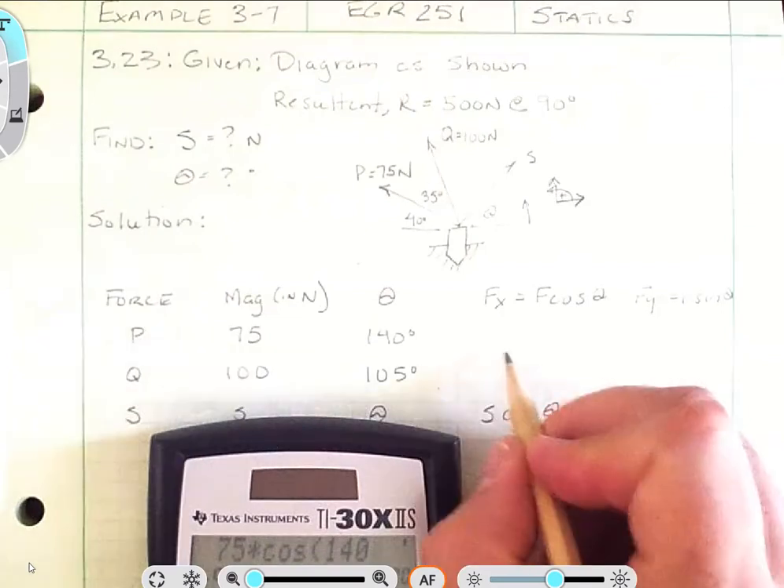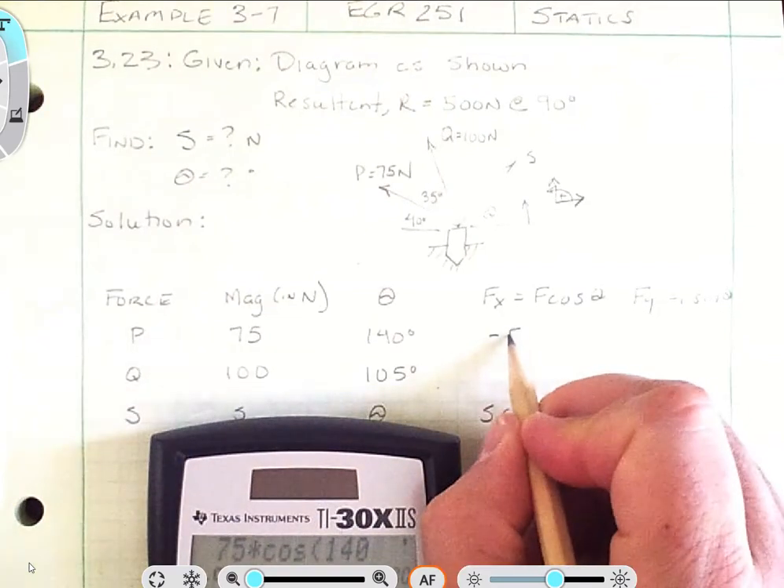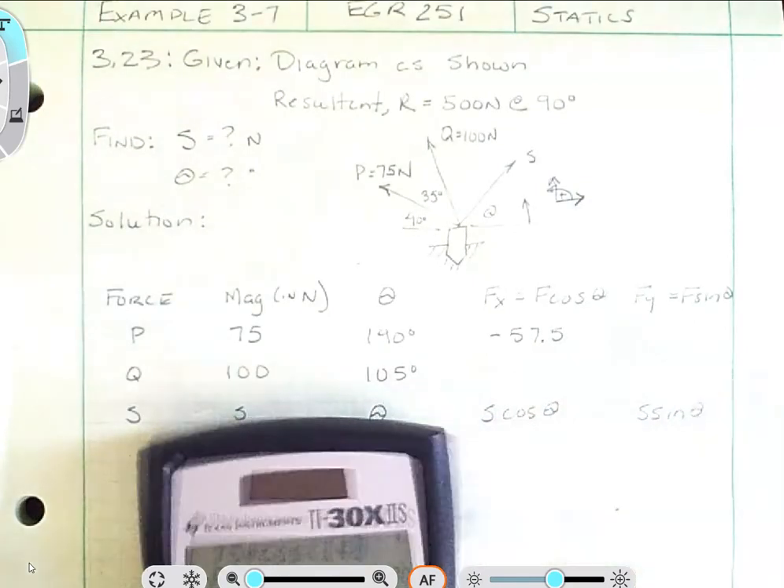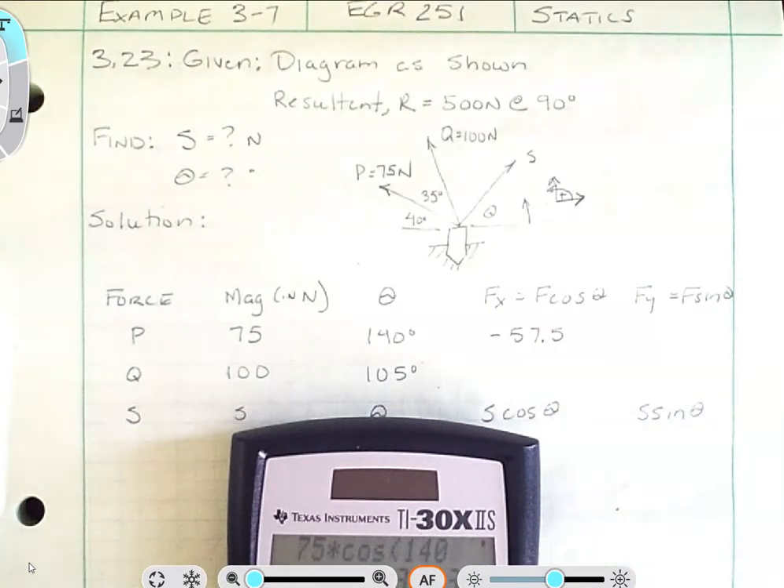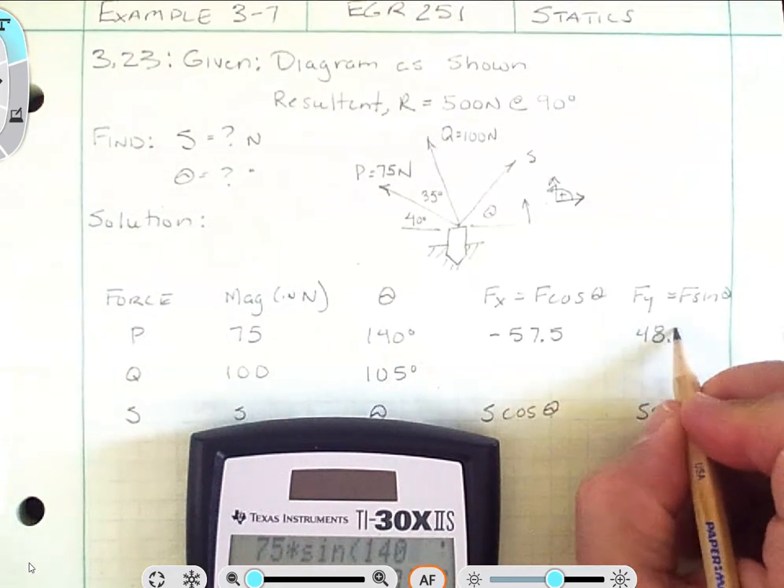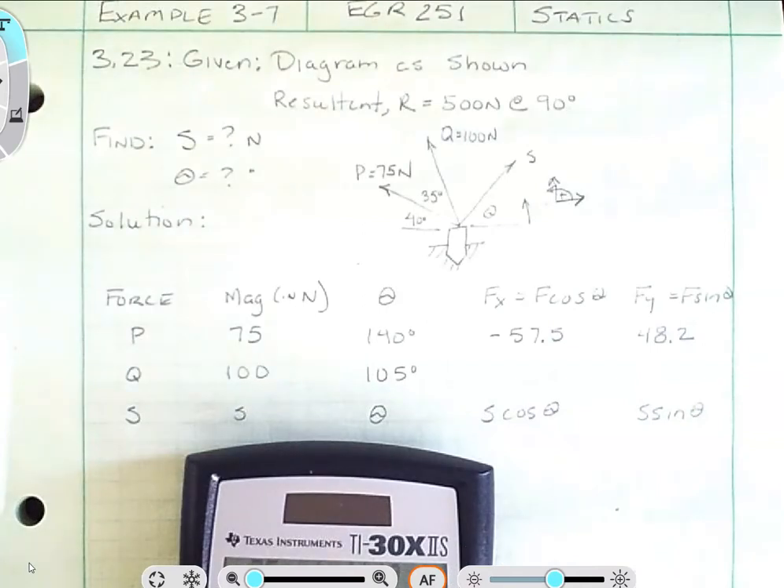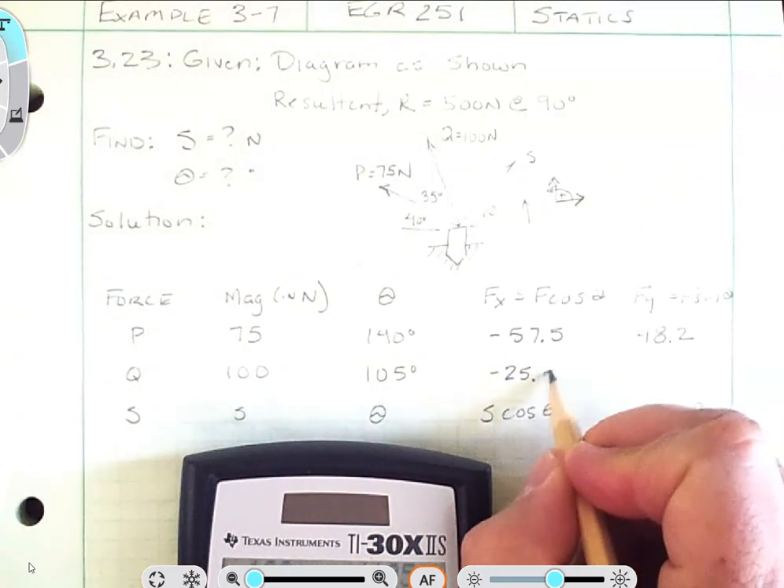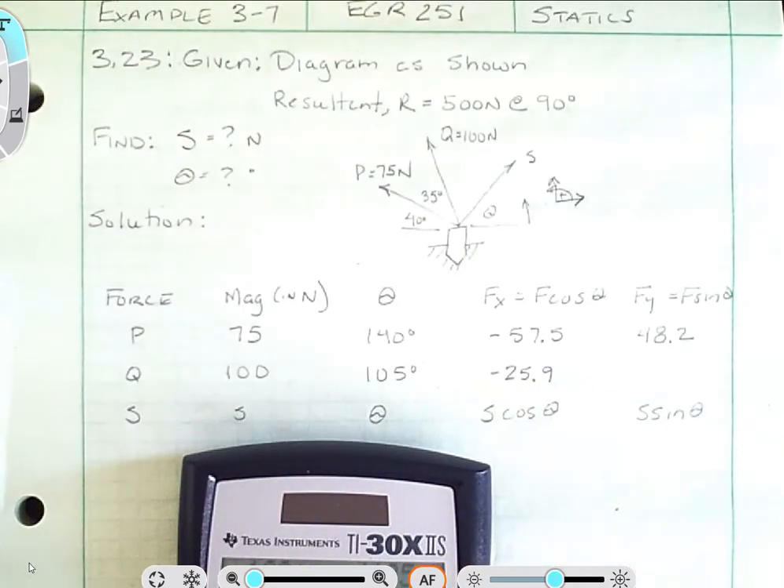Right, that gives us minus 57.5. Again, I'm going with three significant figures. We can then do 75 times the sine of 140. That comes out to be 48.2. Similarly, down below, we have 100 times the cosine of 105. That gives us minus 25.9. All these are in newtons, by the way.